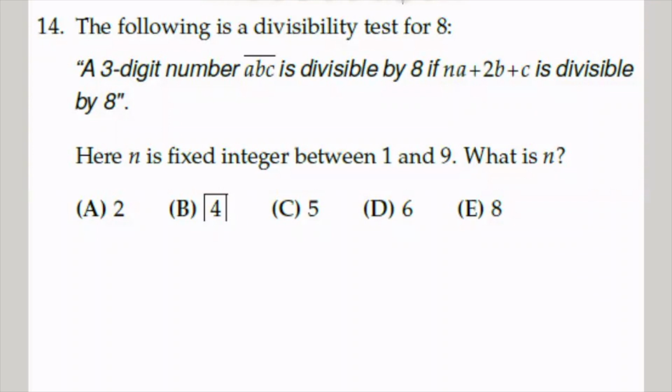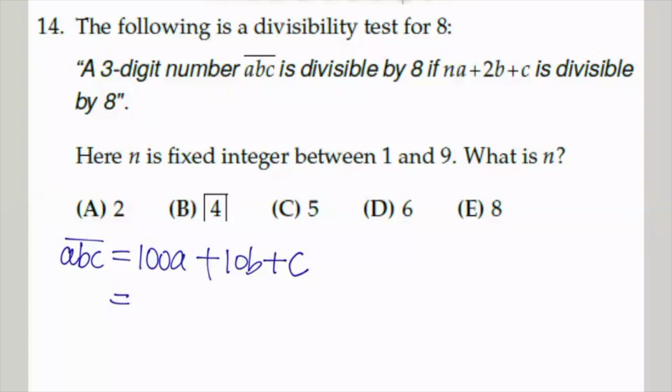The following is the divisibility test for 8. A 3-digit number ABC is divisible by 8 if NA plus 2B plus C is divisible by 8. Okay, let's look at N. Let's look at this number ABC. It equals 100A plus 10 times B plus C. We want to know whether it is divisible by 8. So what we can do is first separate the parts that we know for sure are divisible by 8, and then ignore those and just focus on the rest.